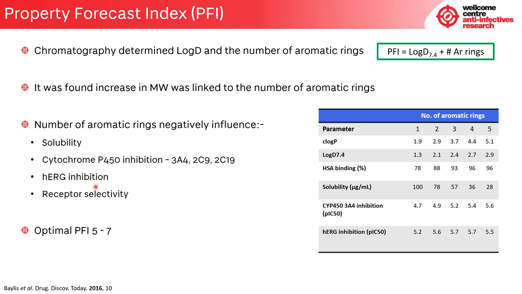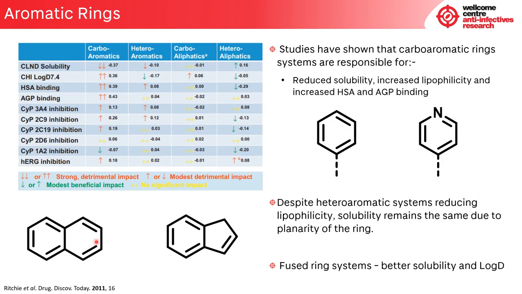So what is an optimal PFI value? It's said to be between 5 and 7. However, a chemist can often look at a molecule and know that it perhaps has too many aromatic rings. Looking at this a little further, how do aromatic rings actually affect some of these pharmacokinetic properties? Here is a comparison of just carboaromatics, as in aromatic rings that do not contain any heteroatoms. We have heteroaromatics, and we've also looked at aliphatic chains, both with and without a heteroatom in place.